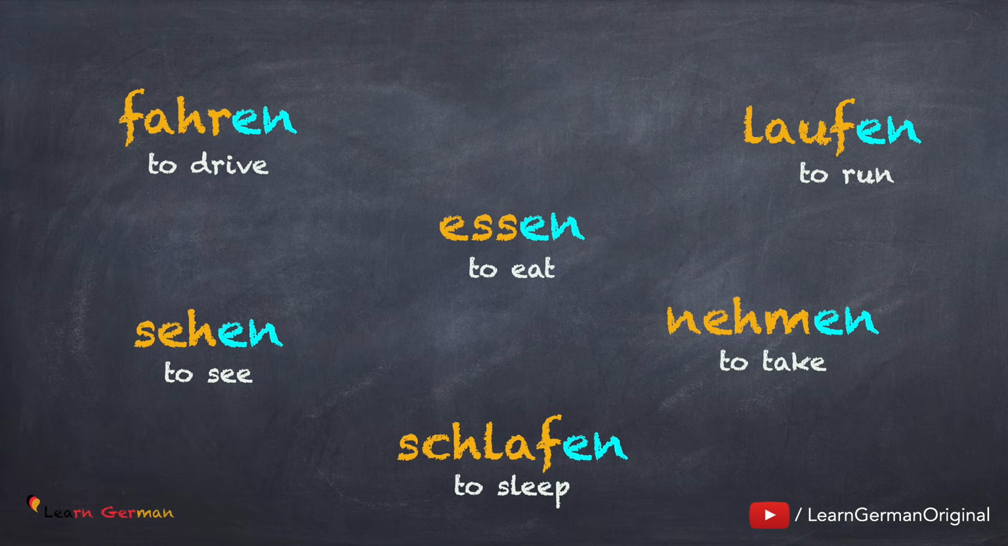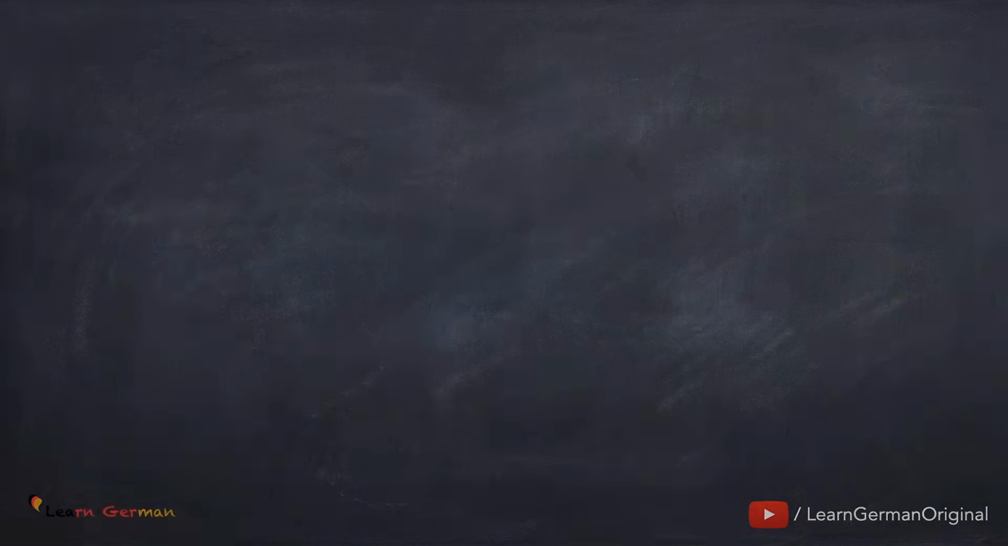Fallen, laufen, essen, sehen, nehmen, schlafen. These are some of the common irregular verbs in German. Let's learn some more irregular verbs and how to conjugate them.